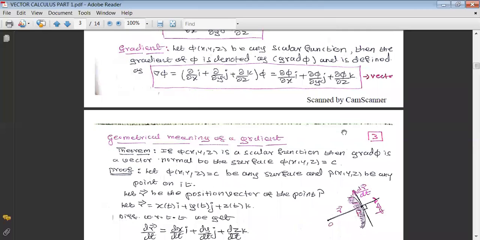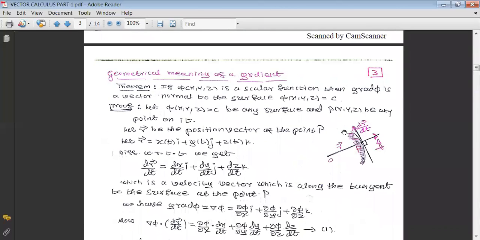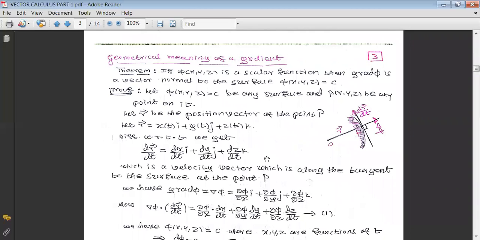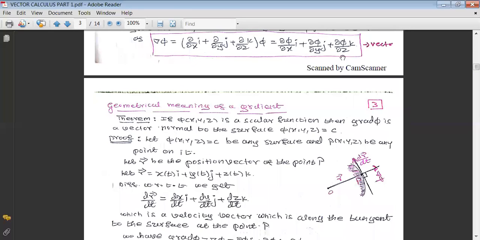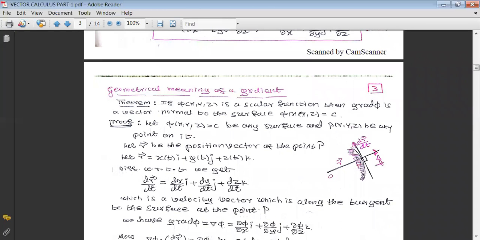And now one important thing we have to discuss is the geometrical meaning of a gradient, and that can be discussed in the form of one important theorem. That theorem states: if pi of xyz is a scalar function, then gradient of pi is a vector. Already we have said it is a vector, and this vector is normal to the surface pi of xyz equals c. And why do we call this a surface? As we know, a function in two independent variables represents a curve, whereas a function in three independent variables represents a surface. That's why pi of xyz equal to c represents a surface.